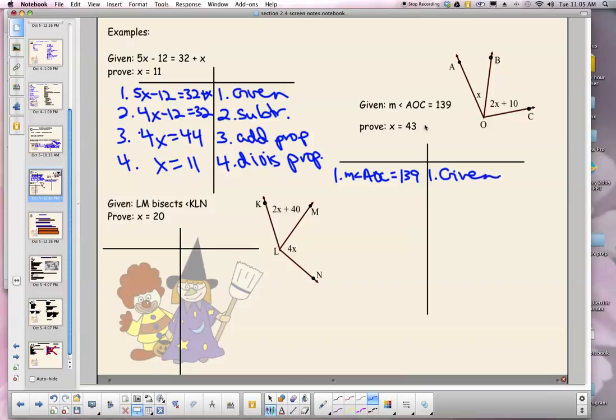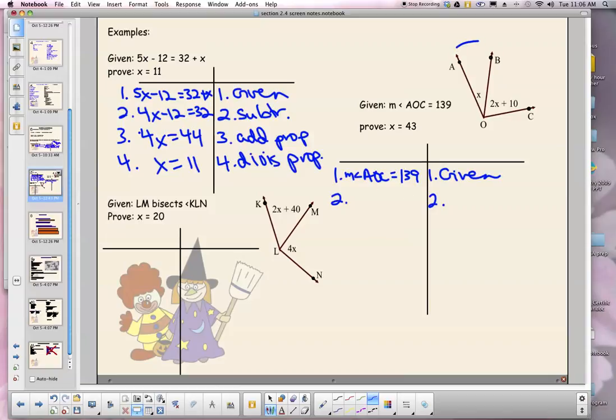Now these two are going to be more geometry proofs. This one was an algebra proof. You do the same thing. It's just in these we're working with pictures and values of angles and that type of thing, but you're going to use the same concept.